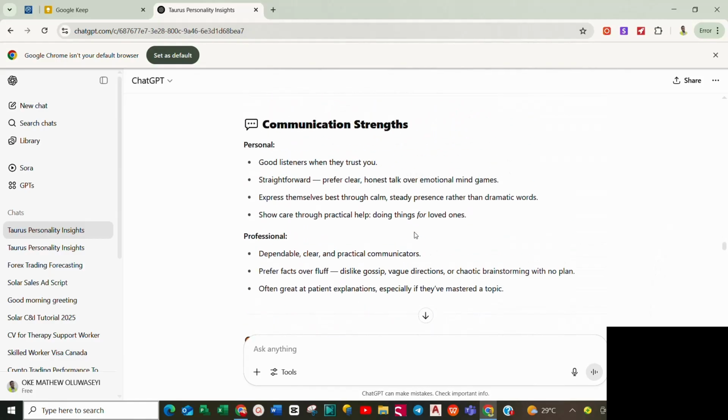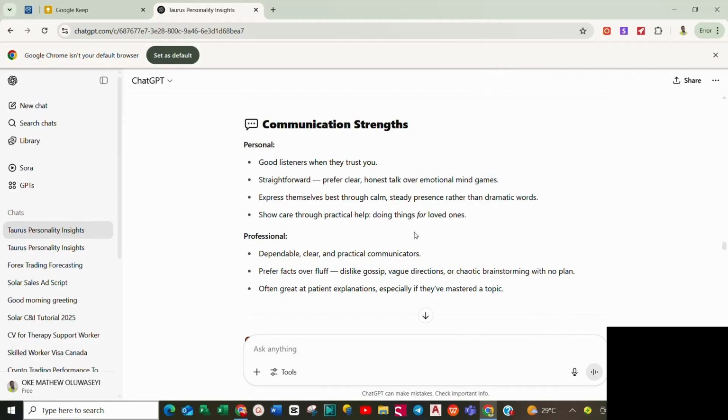So these are the communication strengths. They are good listeners. They are straightforward. They express themselves best through calm, steady presence rather than dramatic words. That's how they express it. And they show care through physical help, doing things for loved ones. That's how they show love. They might not be good at gifting, but doing things for you, that's how they show their love.